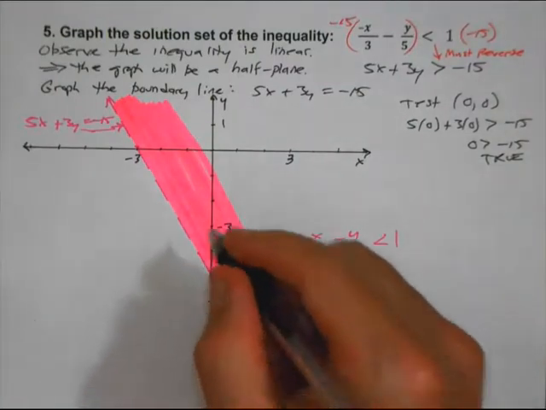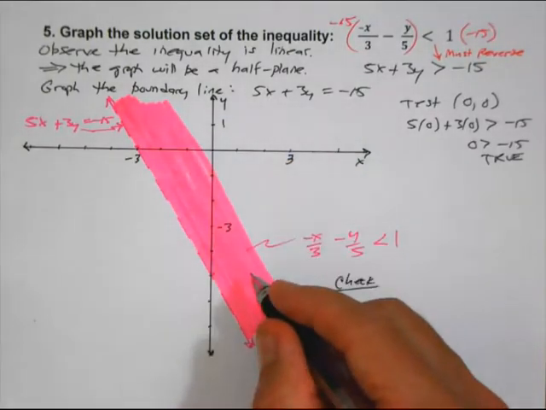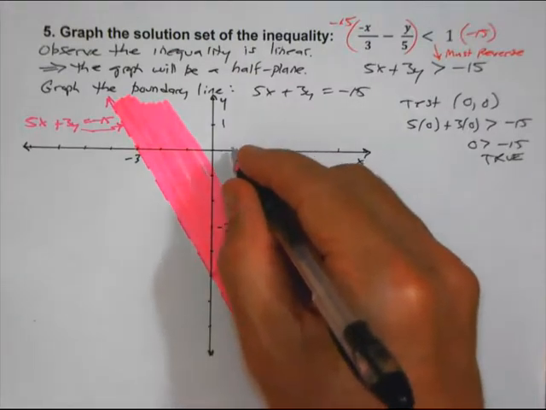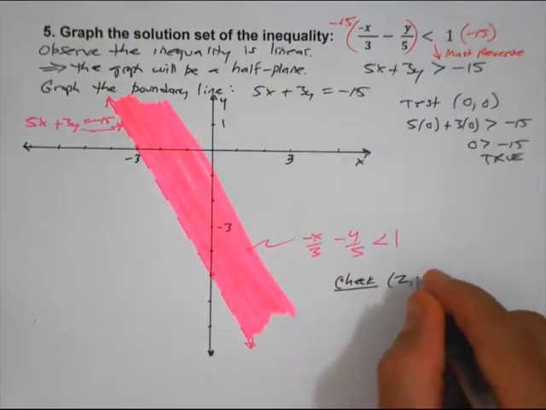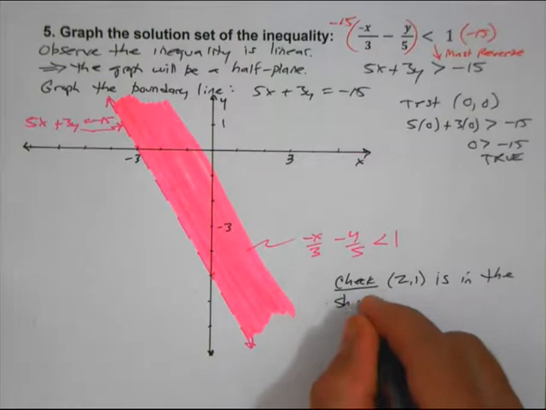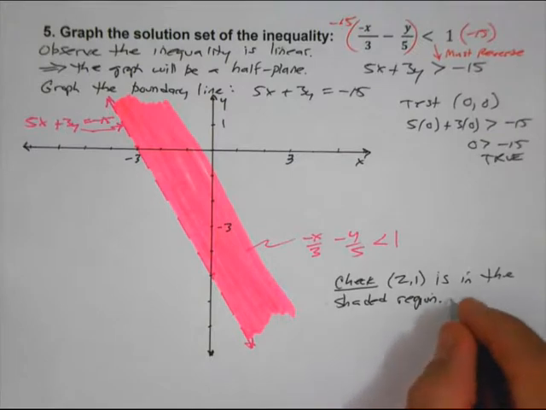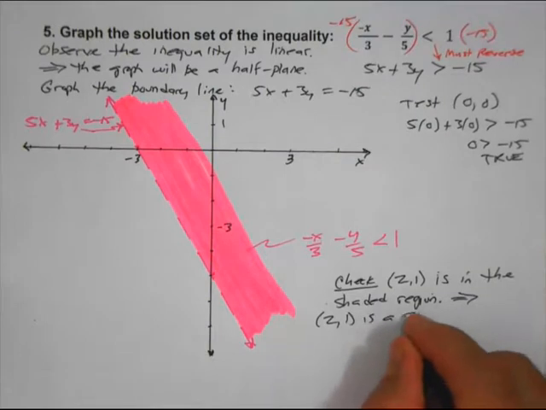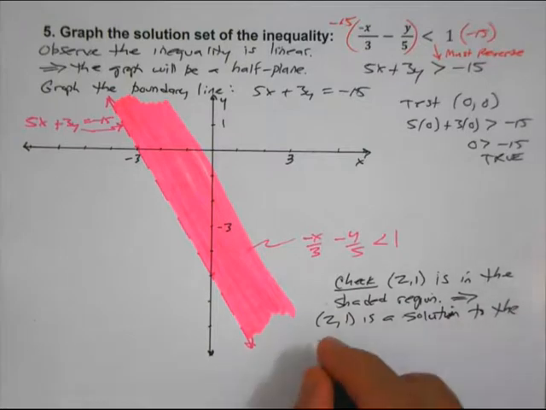Alright, let's see. Again, when you shade this region in like this, you're saying these are all solutions. So let's grab one of our solutions, perhaps up here. (2, 1). Just some arbitrary point. (2, 1) is in the shaded region. This means that (2, 1) is a solution to the inequality.